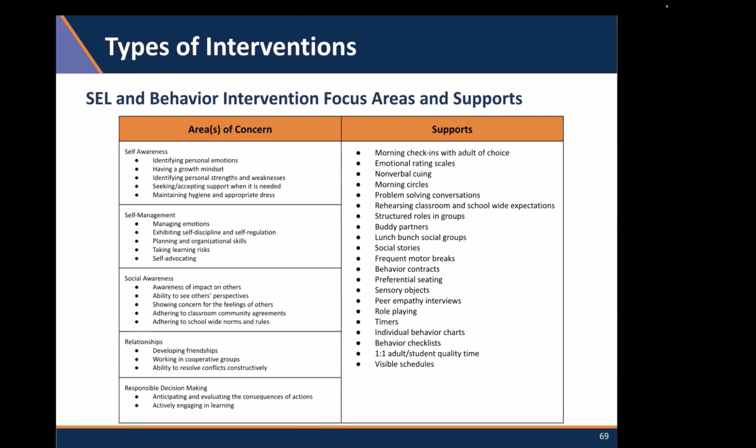Then we have SEL and behavioral interventions. Again, here are some of those areas of concern and things that you can do for supports within your intervention time. Okay, I don't see any questions.